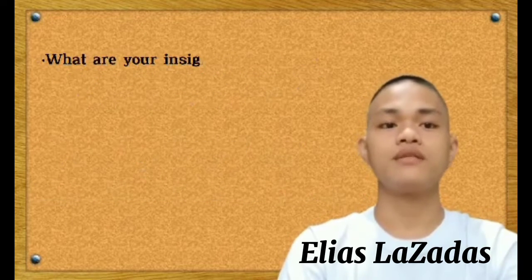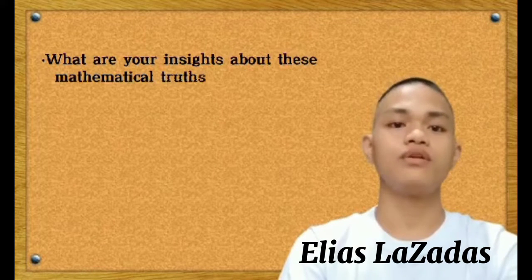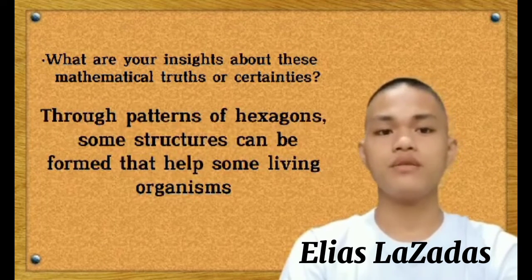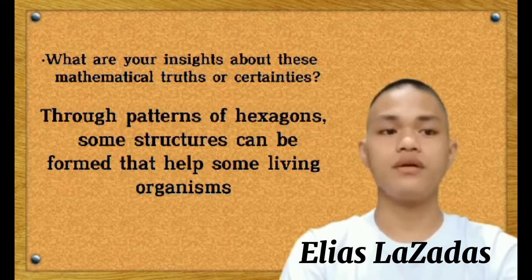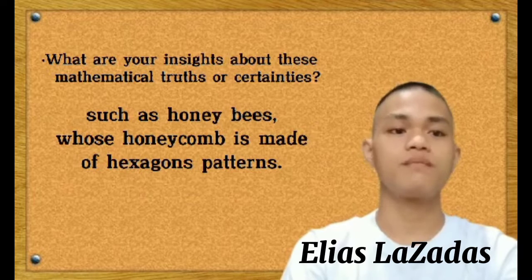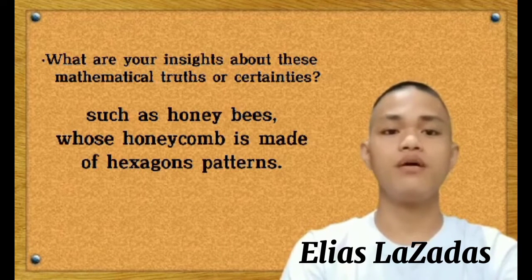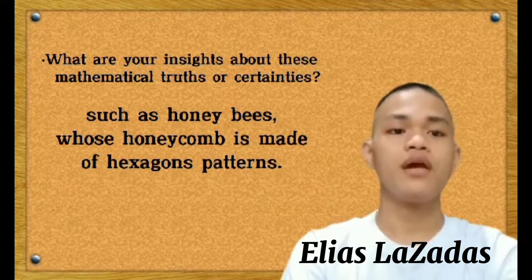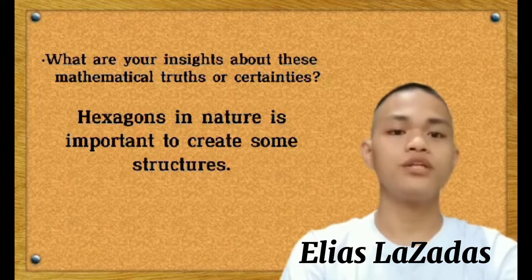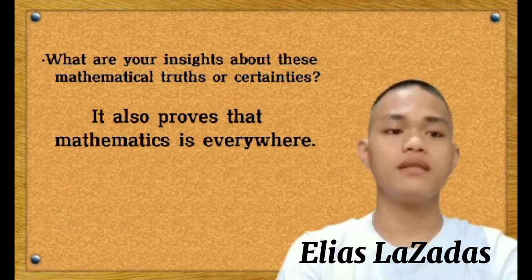What are your insights about these mathematical truths or certainties? Through patterns of hexagons, some structures can be formed that help some living organisms such as honeybees, whose honeycomb is made of hexagon patterns. Hexagons in nature are important to create some structures. It also proves that mathematics is everywhere.